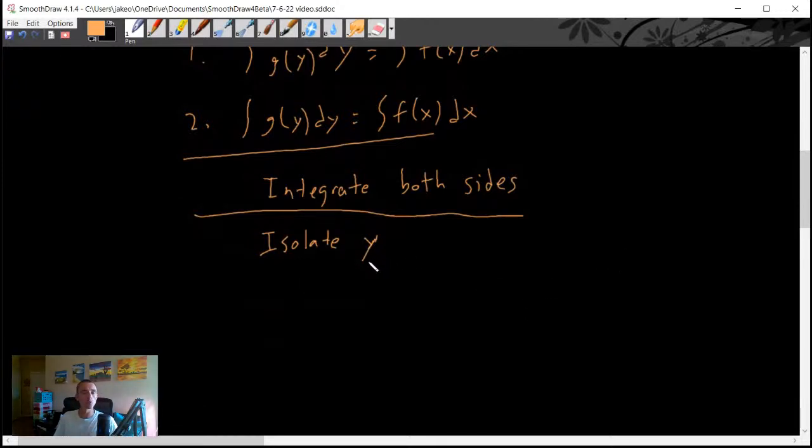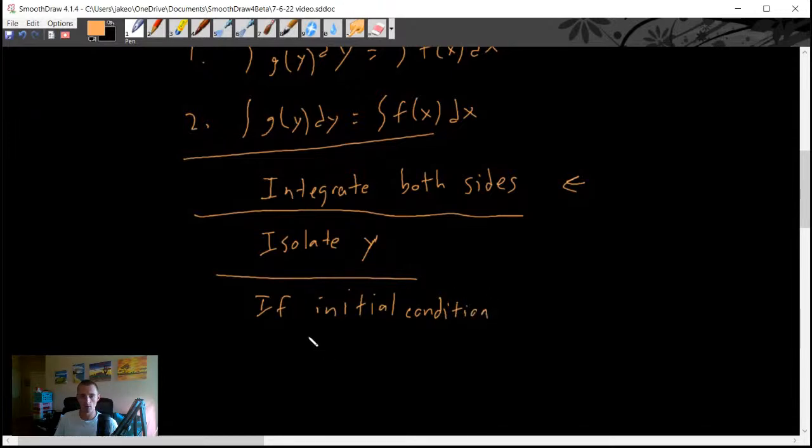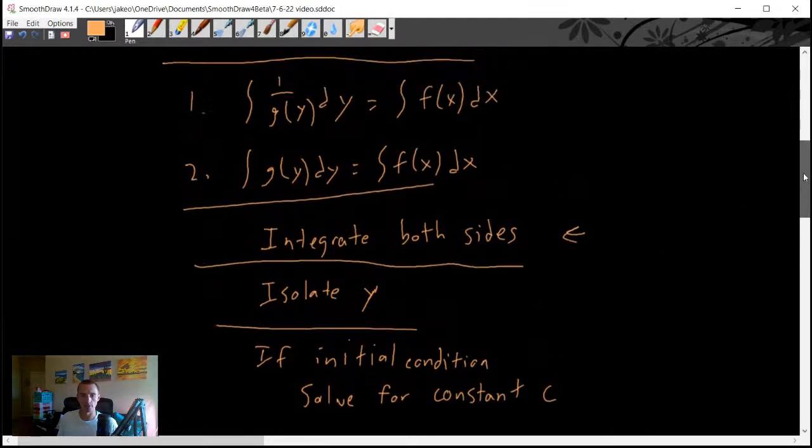So then after this point, you should just have y equals some function of x. And then if you were also given an initial condition to deal with, you would solve for your unknown constant that was introduced in this step right here. So when you integrate both sides of your equation, you should have a plus c that you introduce through integrating. And then if you have an initial condition, you would solve for your constant. Usually C, but could be really whatever letter you decide you like.